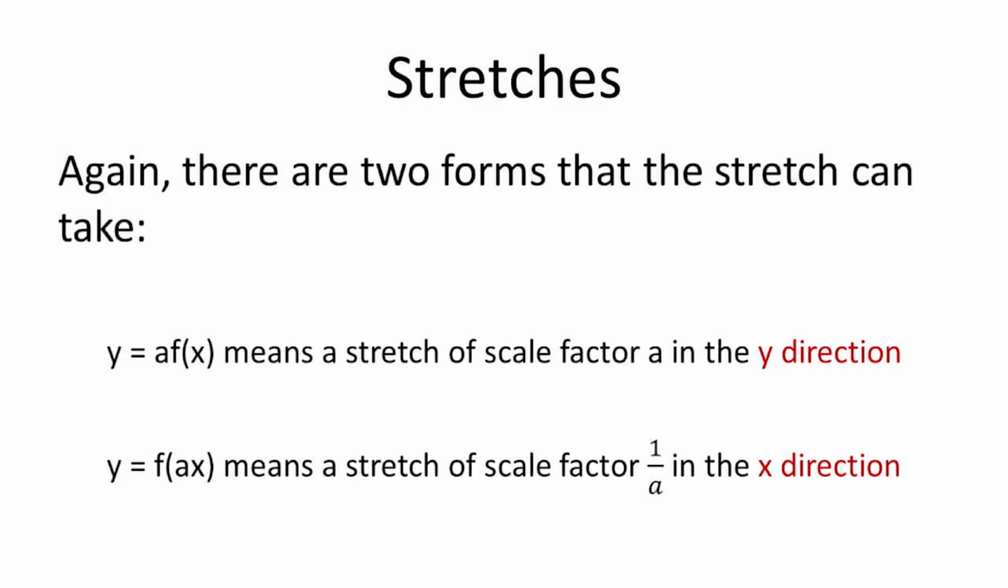The next thing we need to look at are the stretches that we perform when we do a transformation on a graph. And again, there are two forms that the stretch can take. y equals a f of x, where a is a number, means a stretch of scale factor a in the y direction. And y equals f of ax means a stretch of scale factor 1 over a in the x direction. Now this is quite a tricky transformation, and so it's really important you remember what happens in each different case. So let's look at some examples.